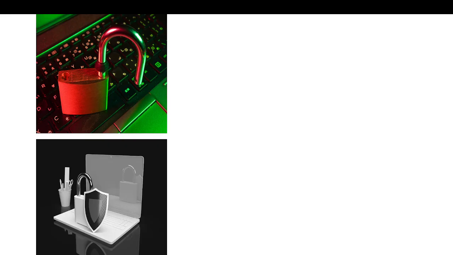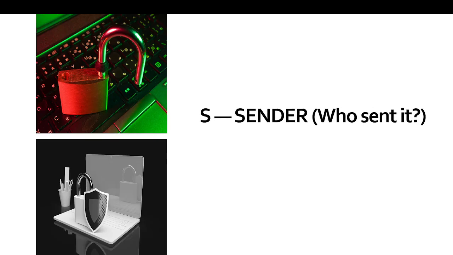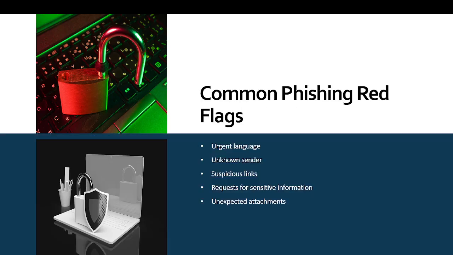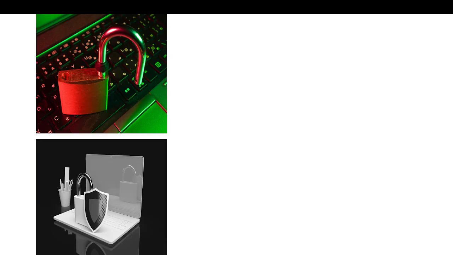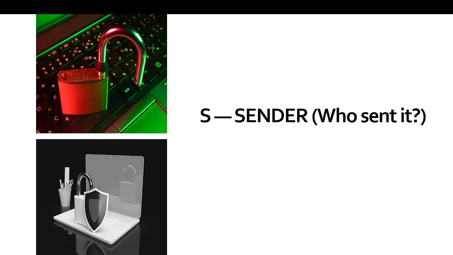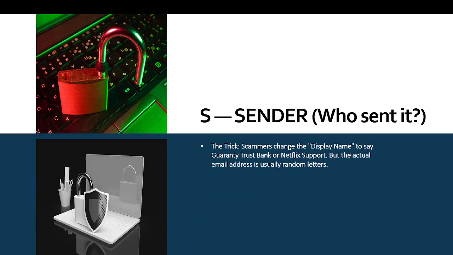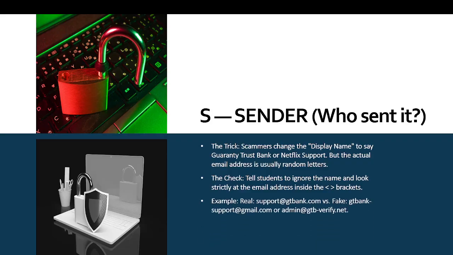when you see a phishing message, first of all, what you have to do is what? I'm going to still break down this red flag. Let me break down some parts of the red flags. When you check the sender, scammers change the display name to, let me say, Guaranteed Trust Bank or Netflix support, but the actual email address is usually random letters. So that's how to know that the sender is wrong.